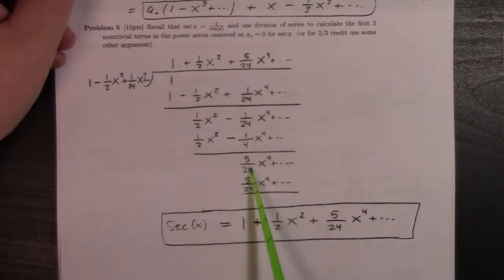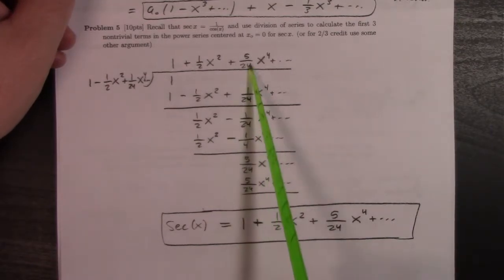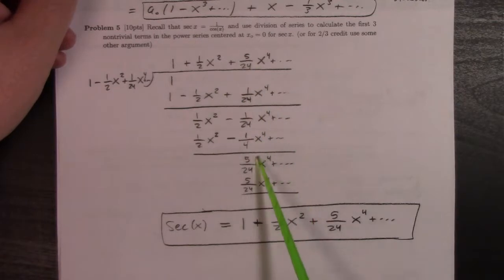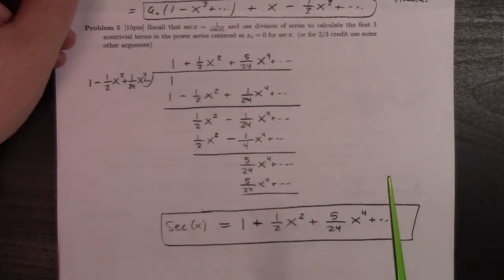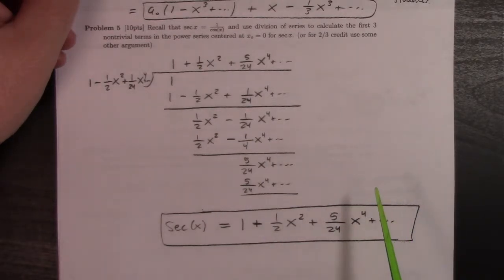I take the difference, I get 5/24 x to the 4th. That forces me to put this 5/24 here so that they cancel out and so forth. But already I can see the first 3 terms are this, this, and this, and there you have it. Now, would it be faster to use Taylor's theorem to get the 1, the 1/2, the 5/24?